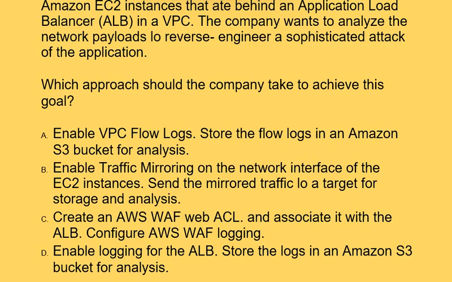Option A. Enable VPC flow logs. Store the flow logs in an Amazon S3 bucket for analysis. Option B. Enable traffic mirroring on the network interface of the EC2 instances. Send the mirror traffic to a target for storage and analysis.